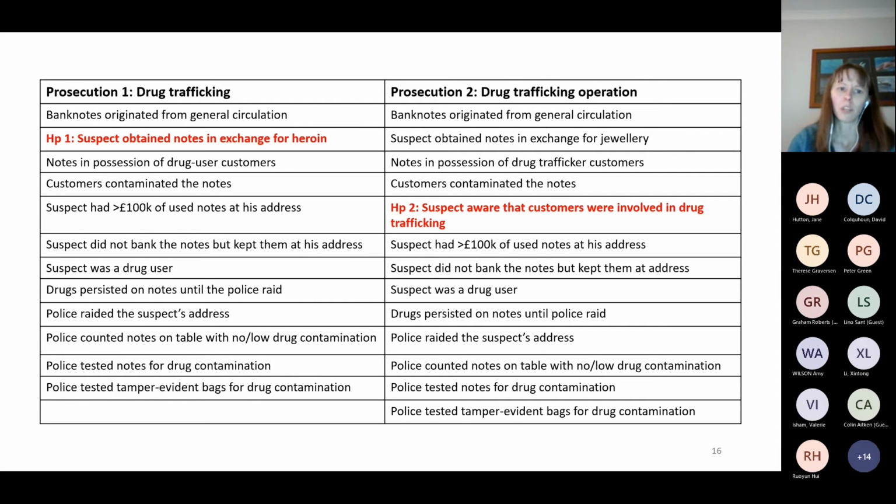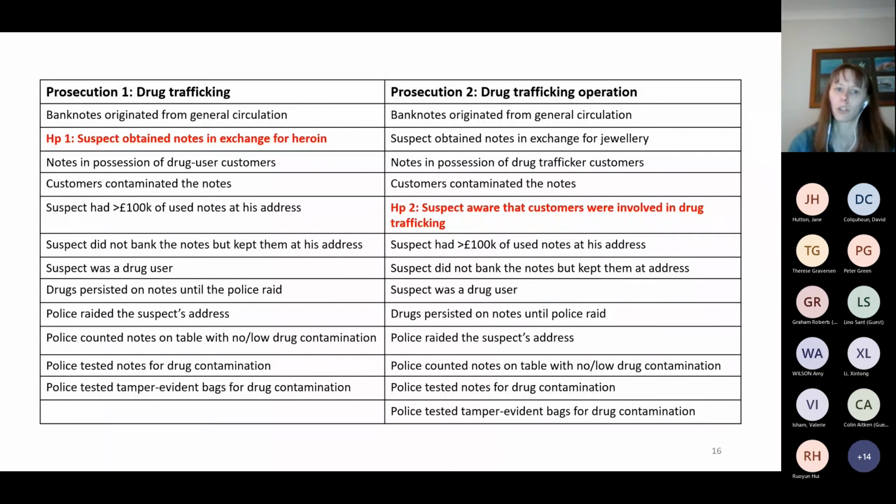And when we thought about it, there's really two things that the prosecution could argue in this case. They could argue the first hypothesis about Stephen Compton being involved in drug trafficking because he's obtaining the notes in exchange for heroin. Or it could be that he's part of a drug trafficking operation in that he was aware that there were customers involved in drug trafficking that he was selling jewelry to. He might have been involved in a drug trafficking operation whereby he sells jewelry to drug traffickers and he gets the money from them as part of a money laundering scheme. And that's another way that he could be guilty. And it's an argument that's put forward quite a lot in cases similar to this.